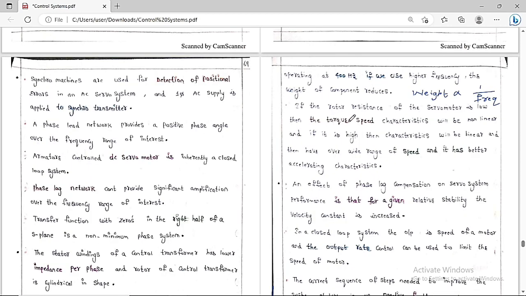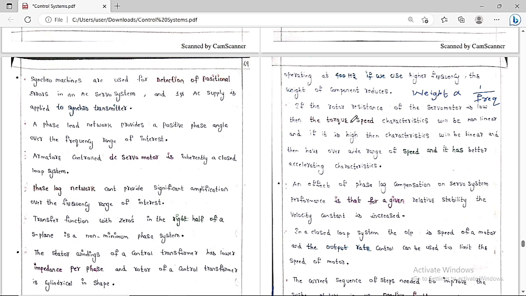We are going to discuss another point, which is: if the rotor resistance of the servo motor is low, then the torque speed characteristics will be non-linear, and if it is high, then the characteristics will be linear over a wide range of speed, and it has better accelerating characteristics.